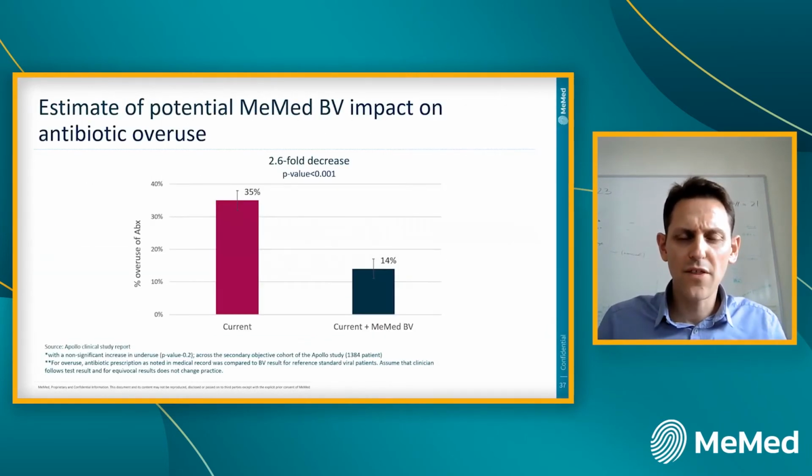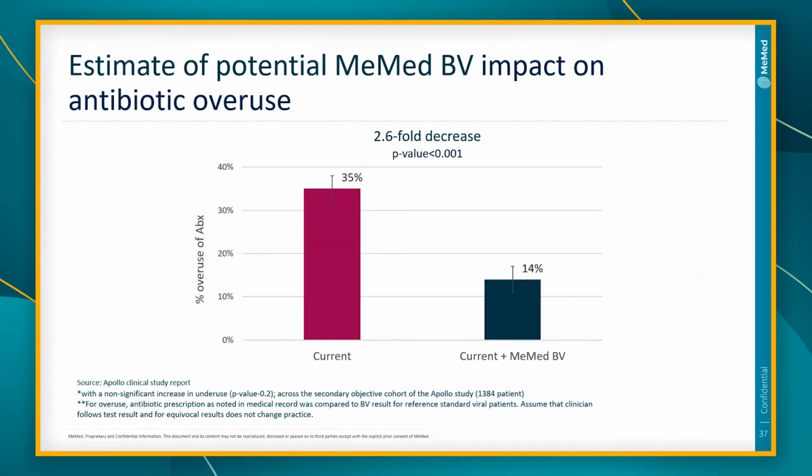So when you take all of this together, what does this mean? If you want to estimate the potential of the MIMID BV to impact antibiotics overuse, in this particular study, the Apollo study, it was estimated that the MIMID BV can reduce overuse by more than 2-fold. And how is this actually measured? For each one of the patients, an expert panel adjudication process was run to determine what the underlying etiology was. About 35% of the cases that had a viral etiology received antibiotics. If one would have used the test, you could potentially reduce that to 14%, which is a 2.6-fold decrease.